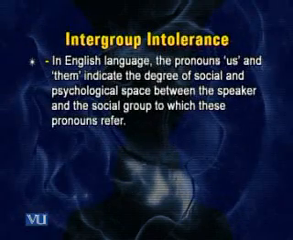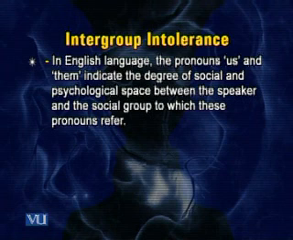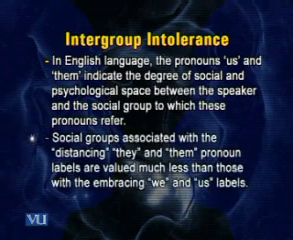But what happens is that the pronouns of English, for example, us and them, indicate the degree of social and psychological space between the speaker and the social group to which these pronouns refer. So basically they show a distance between different pronouns. For example, us, we are less distant as compared to them and they. And social groups associated with the distancing they and them pronoun labels are valued much less than those with the embracing we and us labels.